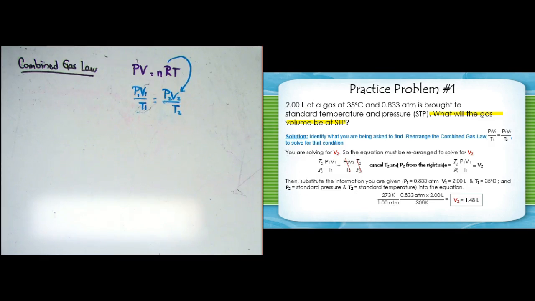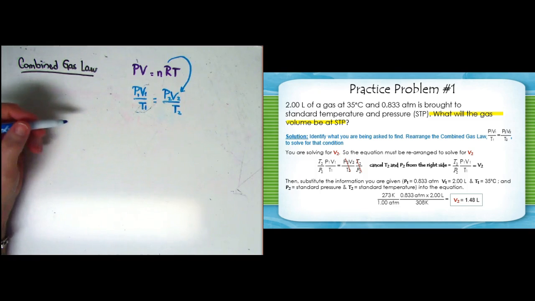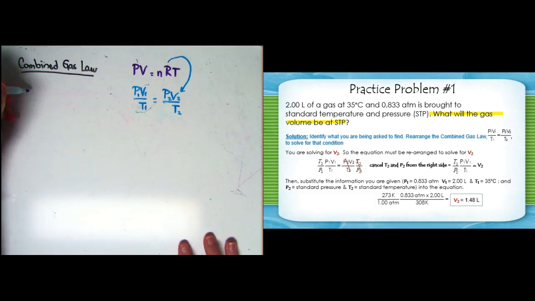All right, practice problem number 1. First of all, let's just find out what we've been given. We have 2 liters of gas. That's going to be volume 1.